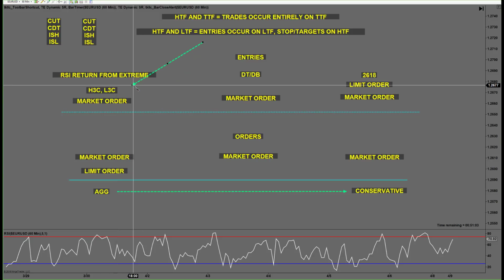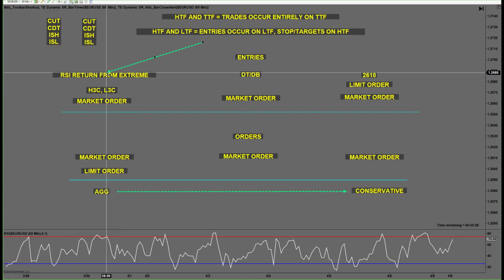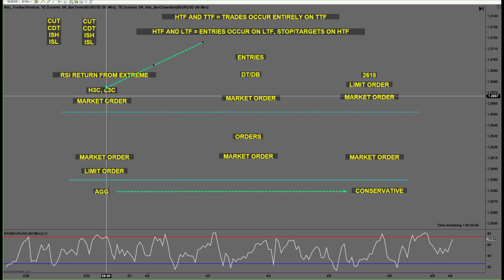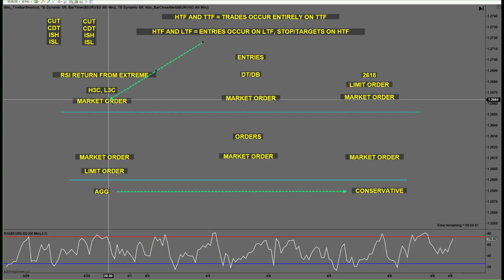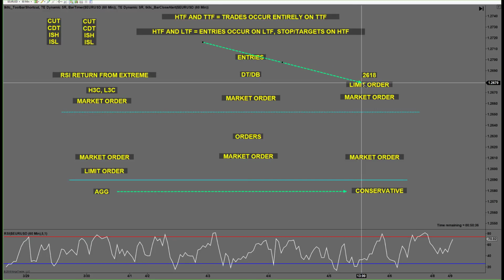Oh, no, I'm going to be aggressive about it, but I'm going to need a little bit more than just a limit order. When we get to that level, I'm going to need RSI return extreme. I'm going to need H3C, L3C. Market order. Watch the market, enter the market right away. Get me in as soon as the conditions are met. No, I'm even more conservative. Double top, double bottom for me. I still got to check the charts. Market order. Oh, I'm going to be ultra conservative, 2618 limit order, or if I'm right at it, market order.